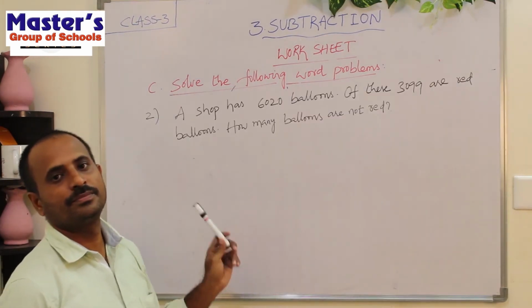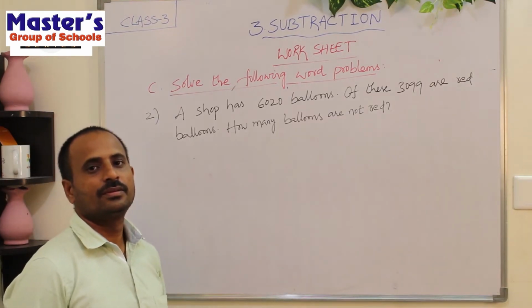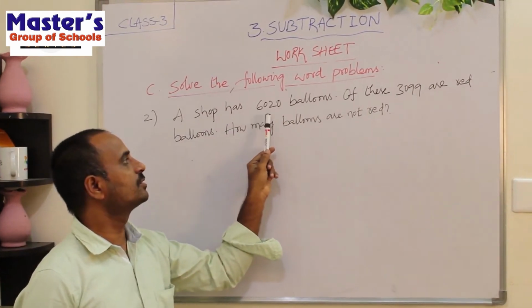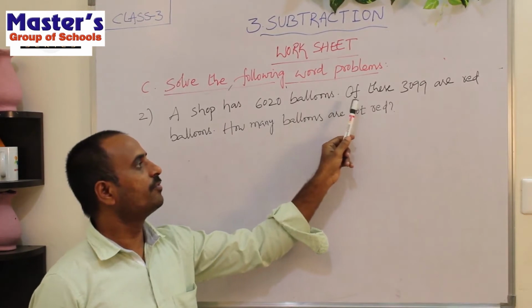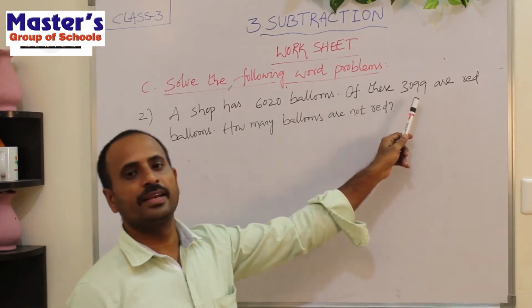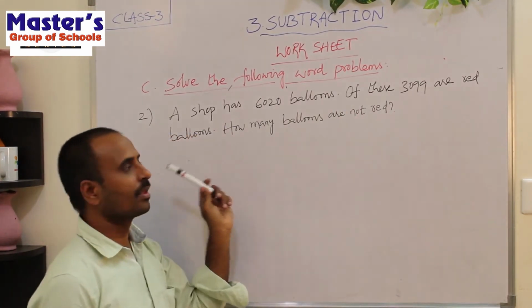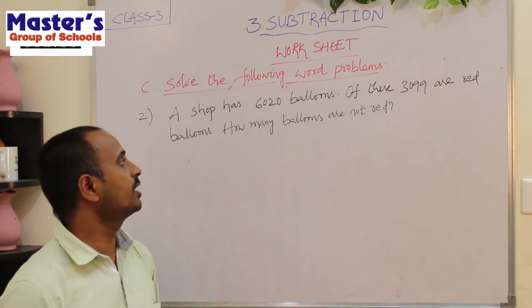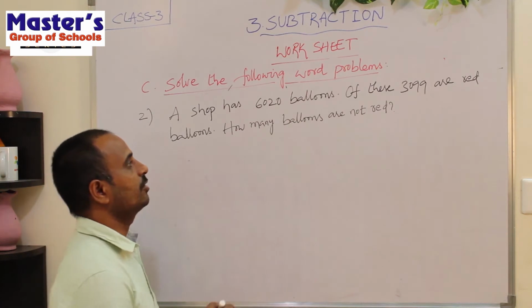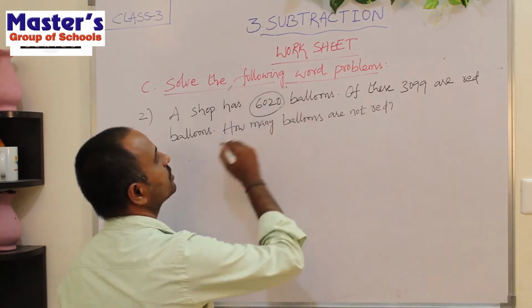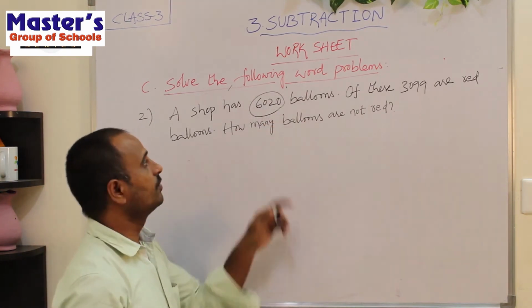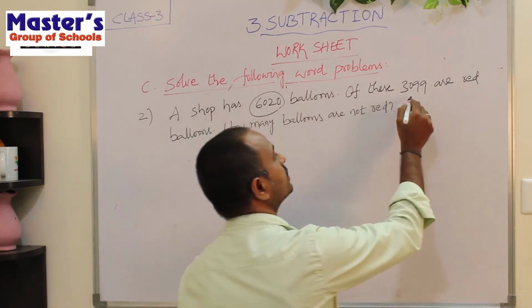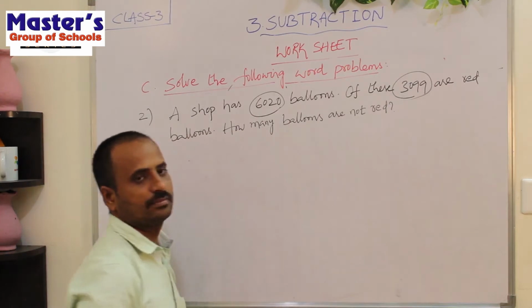The second problem in this section. The second problem is: a shop has 6020 balloons. Of these, 3099 are red balloons. How many balloons are not red? Children, how many total balloons are there in the shop? There are a total of 6020 balloons. Out of these 6020 balloons, how many are red? 3099 are red.